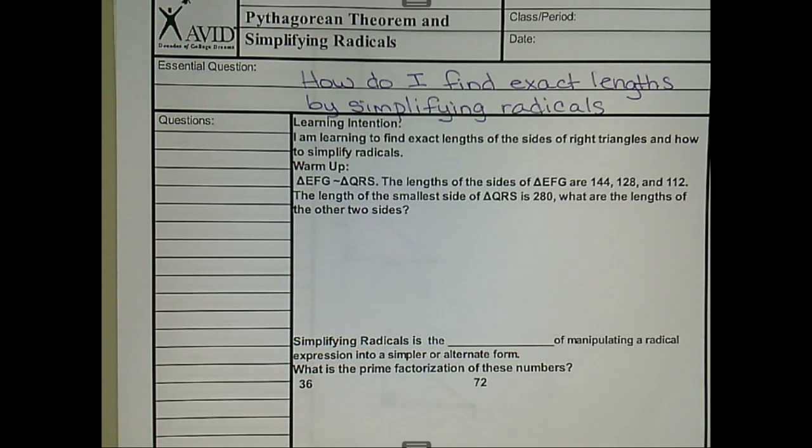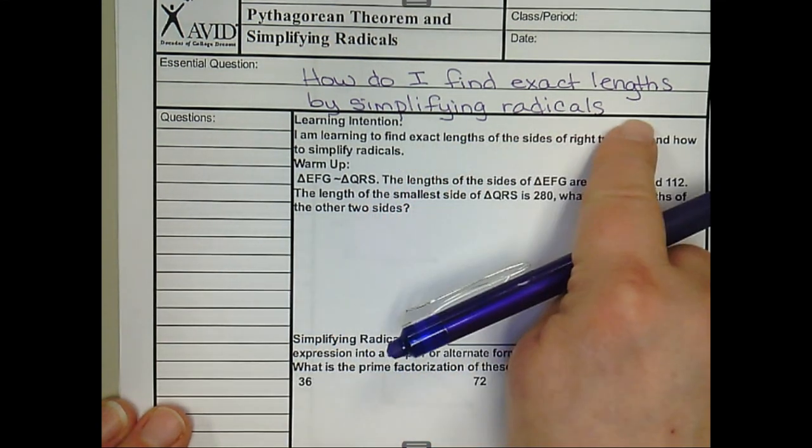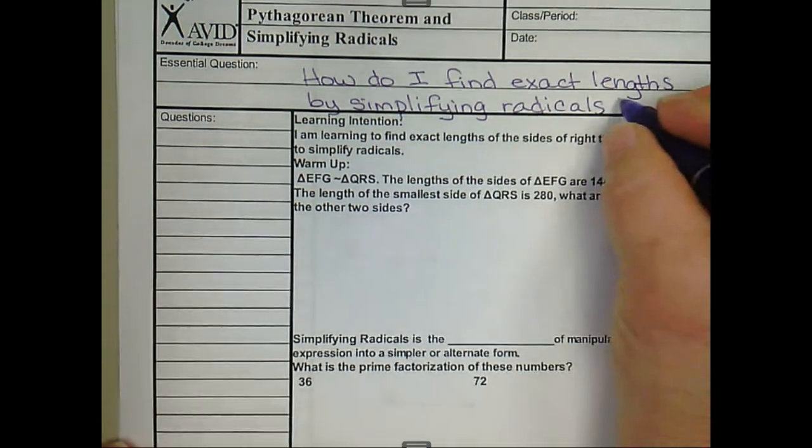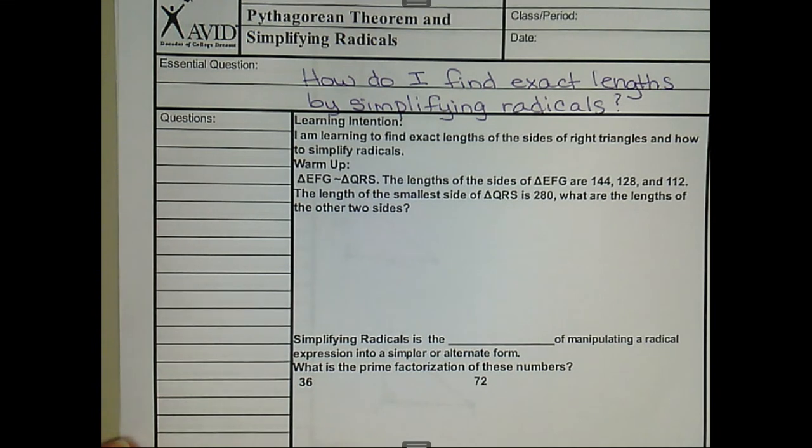Hello class, today we are looking at the Pythagorean theorem and simplifying radicals. The essential question: how do I find exact lengths by simplifying radicals? Your learning intention: I am learning to find exact lengths of the sides of right triangles and how to simplify radicals. So your warm-up question: you have triangle EFG, which is similar to triangle QRS.